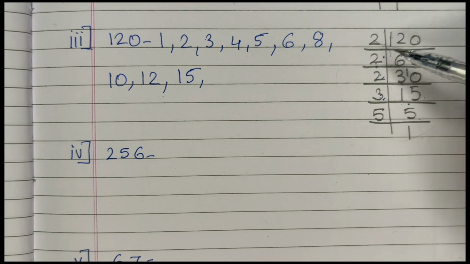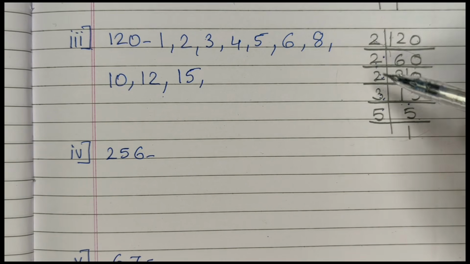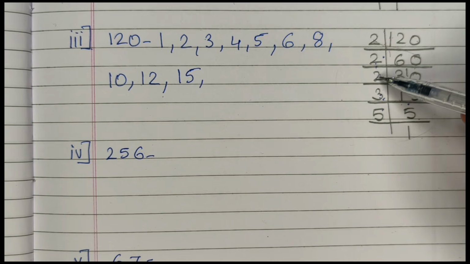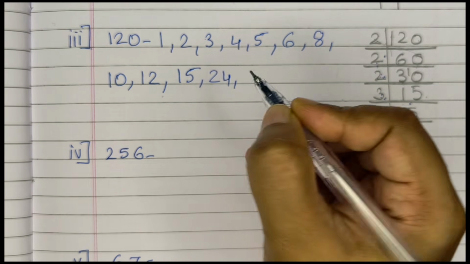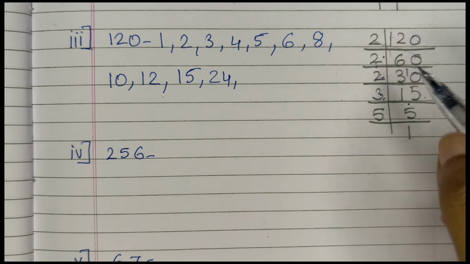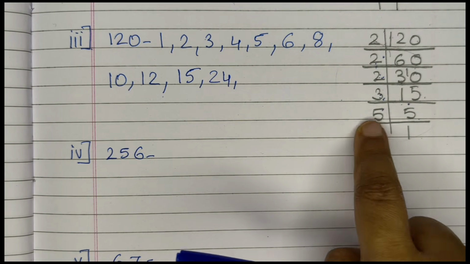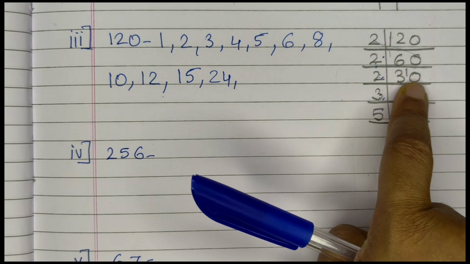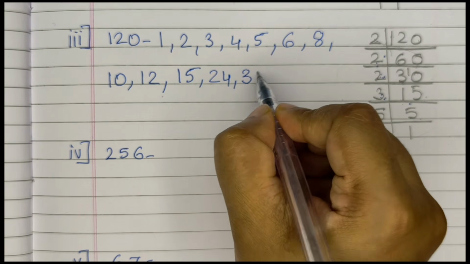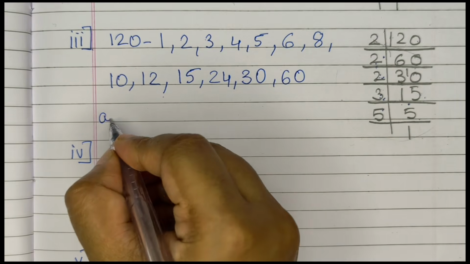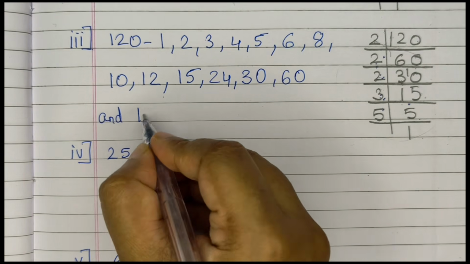So if you don't factorize it, you will miss the divisors. So 2 2s are 4, 4 2s are 8, 8 3s are 24. So you have to write 24 also. Now after 24, 5 3s are 15, 15 2s are 30. 30 is there here also, so you can write 30. Then we have 60, and last is 120. That is the number itself.